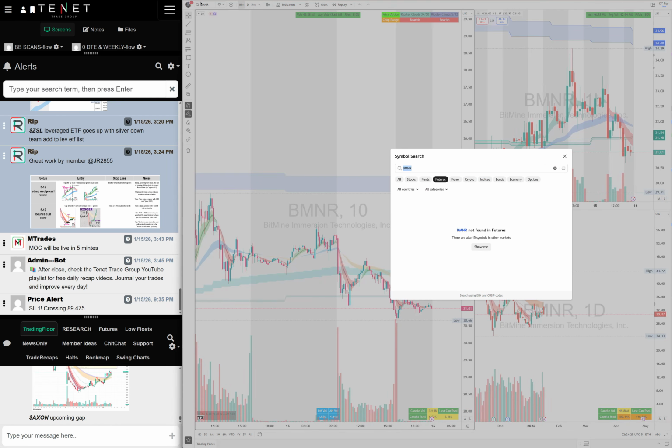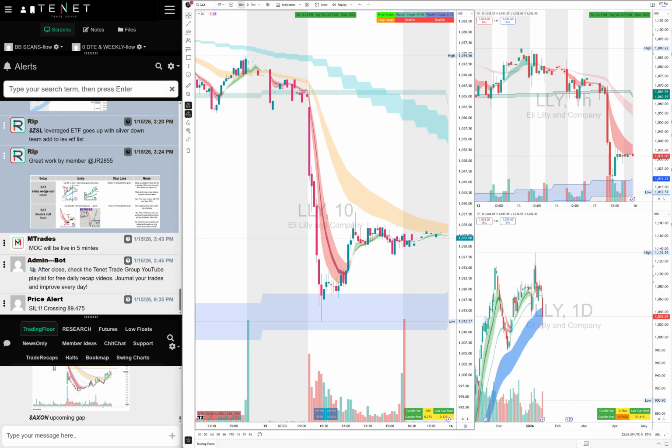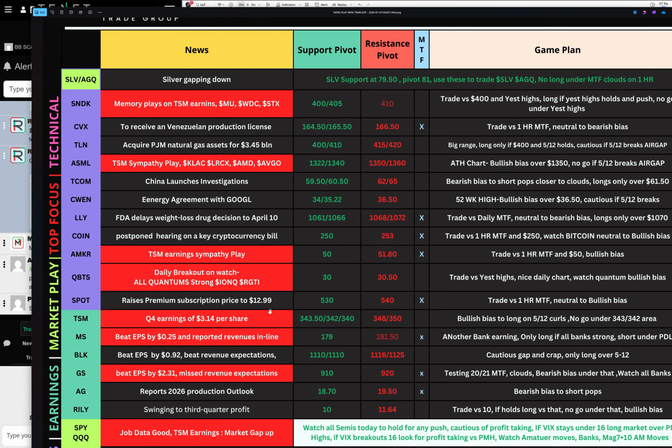All right, I just want to look at Lilly here. Lilly always moves big, but Lilly was special today. Now, why was it special? Lilly was an MTF magnet setup, right? You see the FDA delays the weight loss drugs decision to April 10. Support 161, 166, resistance 168, 172. MTF clouds there. Trade versus daily MTF: neutral to bearish bias, only long over 1070.